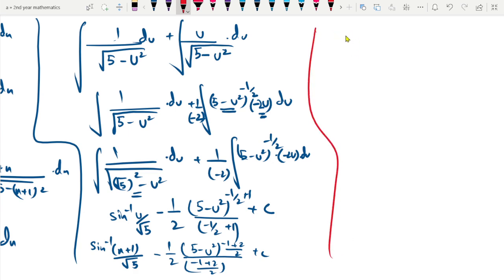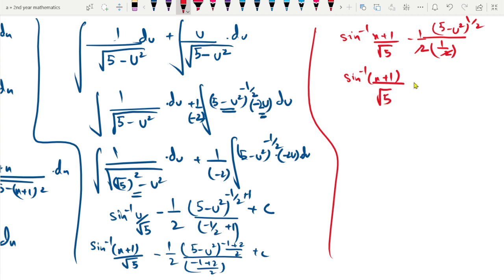This will become sine inverse of (x plus 1) divided by under root 5, and minus, with 1 by 2 and 2 cancelling, the root of (5 minus u square). Put the value of u, which is x plus 1, so it is root of (5 minus (x plus 1) whole square).